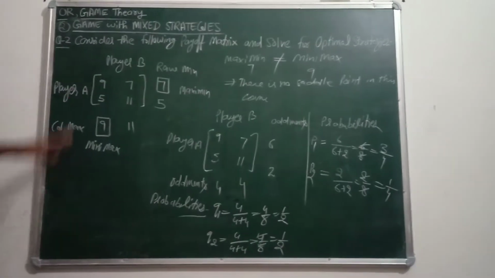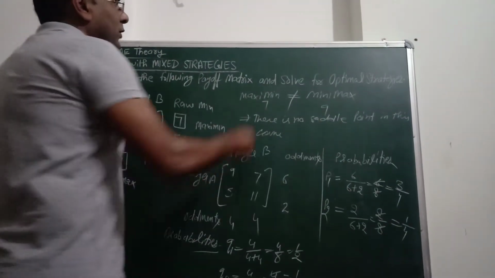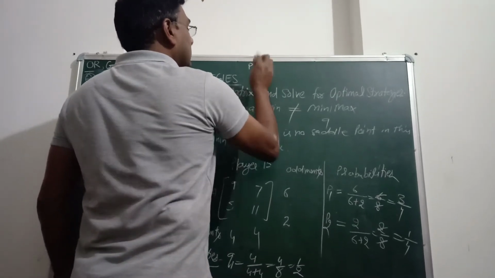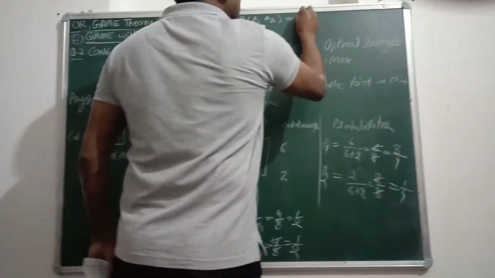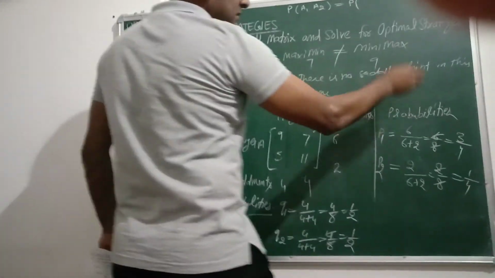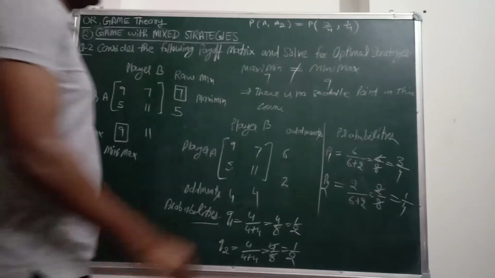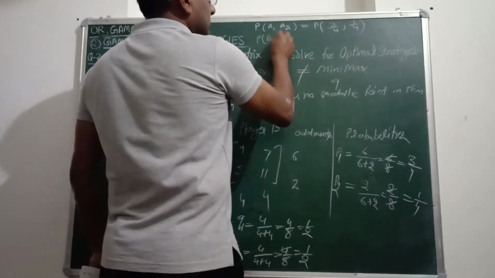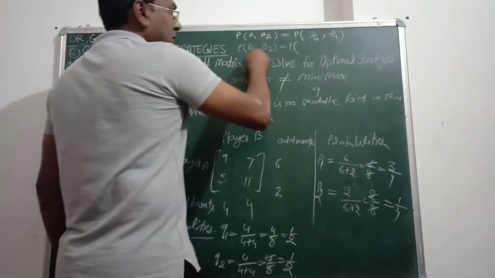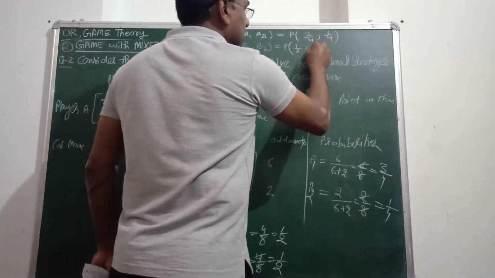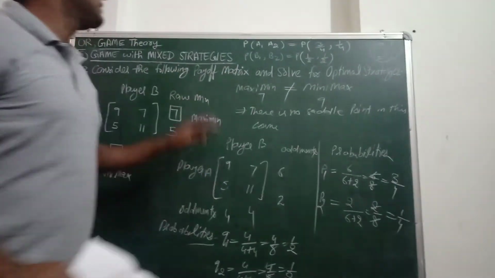So considering the following payoff matrix and solving for optimal strategies, what we have found is that the probability of using strategy A1 by player A is 3 by 4, and of using strategy A2 is 1 by 4. Similarly, the probability of utilizing strategy B1 is 1 by 2, and B2 is also 1 by 2. Now if you add these, the sum is equal to 1. So this is a mixed strategy problem.